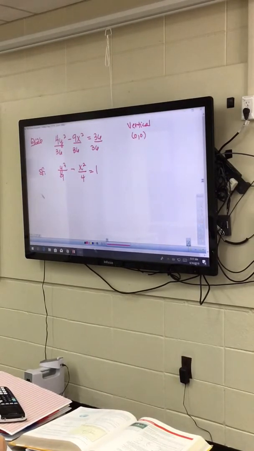Alright, so if y squared over 9 helps us find our a value, then a squared is 9. So what is a? 3. And b squared is 4. So what is b? 2. And now we can find c by saying c squared equals a squared plus b squared. So that's 13, root 13.